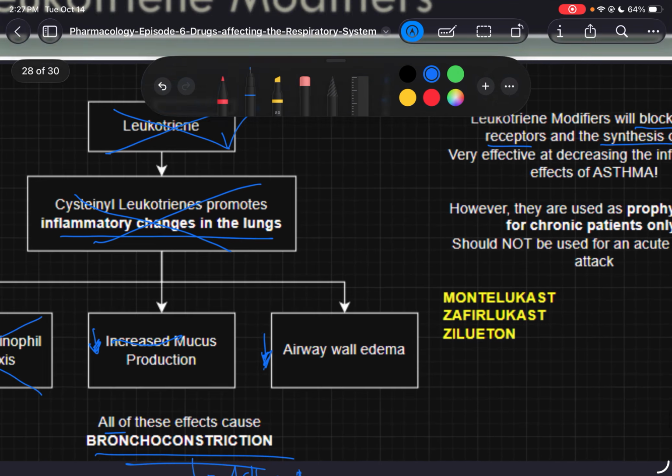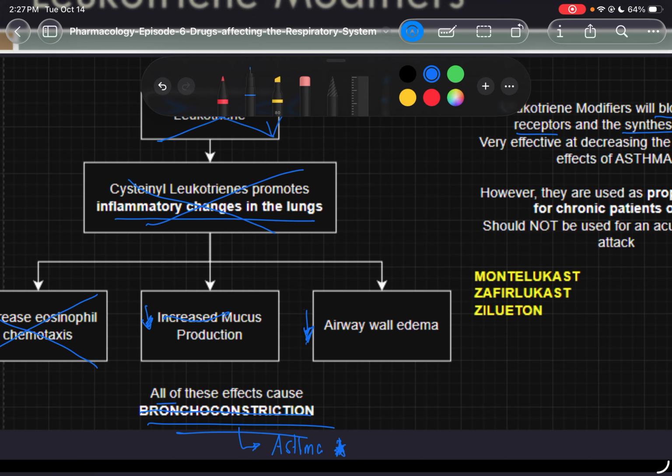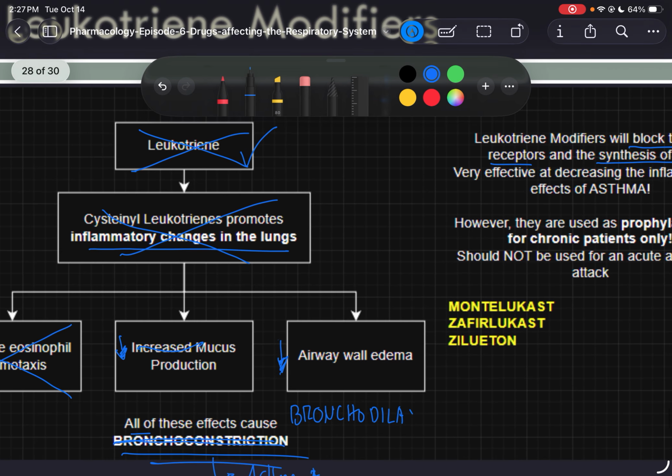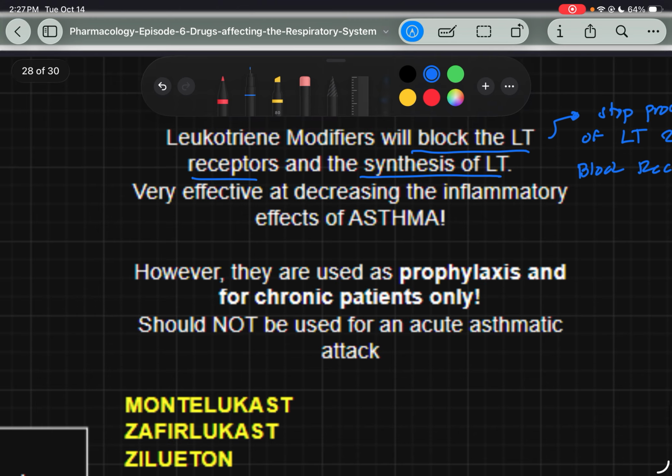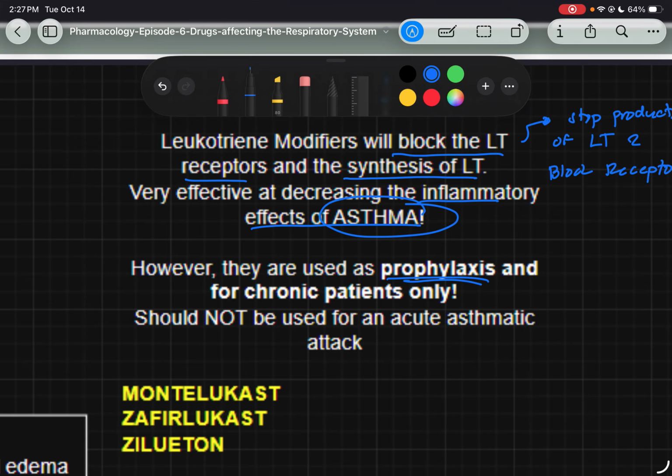Airway wall edema, no? So instead of bronchoconstriction, class, what will happen is they will bronchodilate, and we want that, diba? Bronchodilation, no? Gusto ta na, class, we want that, no? So they are very effective at decreasing the inflammatory effects of asthma. Okay? However, they are used for prophylaxis and for chronic patients only. They should not be used for what we call acute asthmatic attacks.